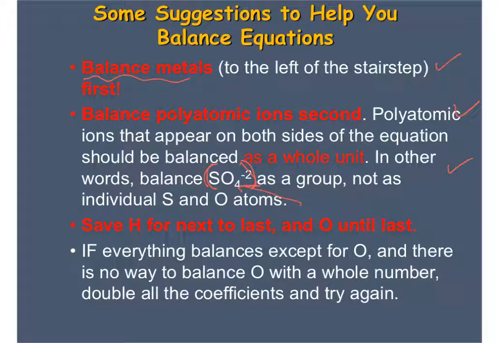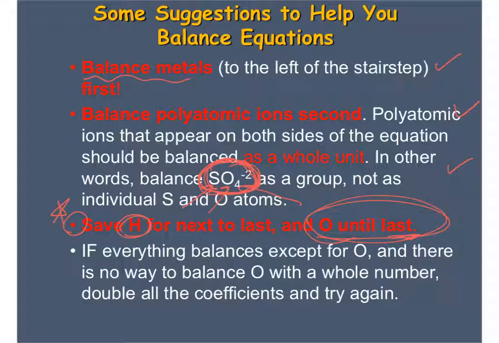So, for example, the sulfate polyatomic ion. If you see that in a reaction, you ask yourself how many sulfate groups are on the reactant side and how many sulfate groups are on the product side. Don't break it into the individual atoms like sulfur and oxygen. It gets way too complicated. All right, so probably the most important rule is don't balance oxygen until last. It's always the troublemaker. And balance hydrogen next to last.